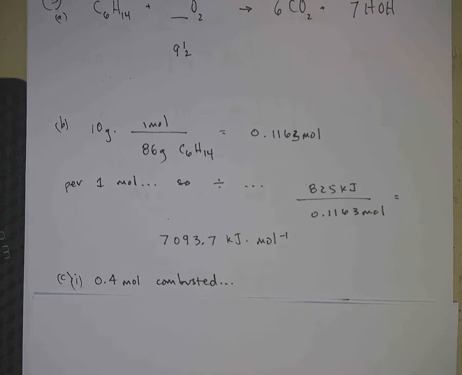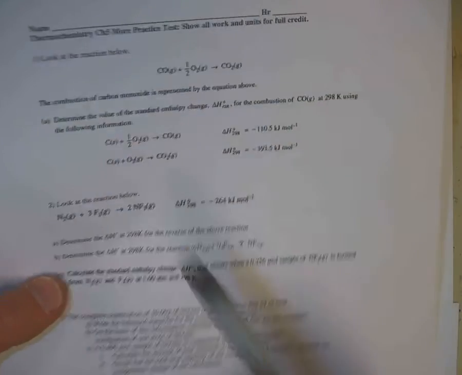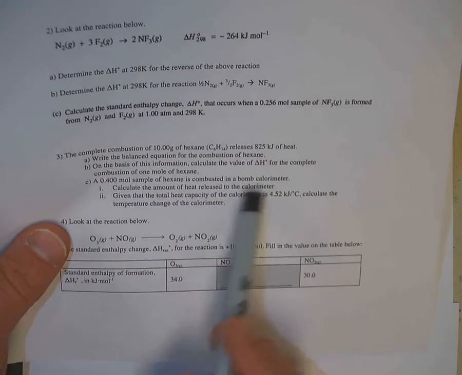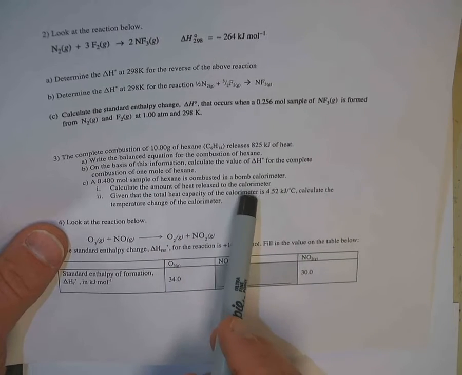Then letter C, it says a 0.4 mole sample of hexane is combusted in a bomb calorimeter. Calculate the amount of heat released to the calorimeter. So it's 0.4 moles now.